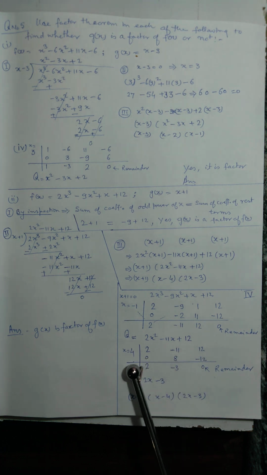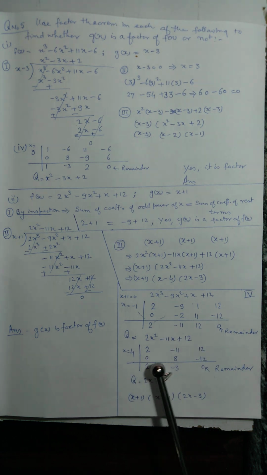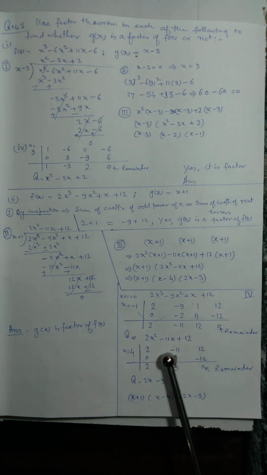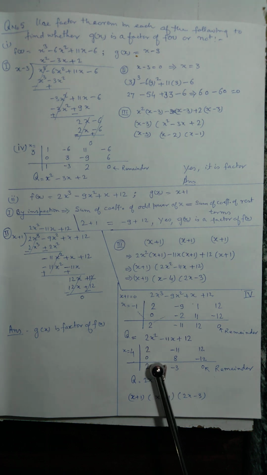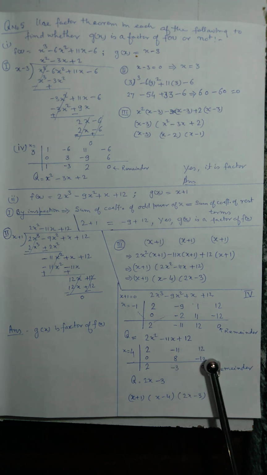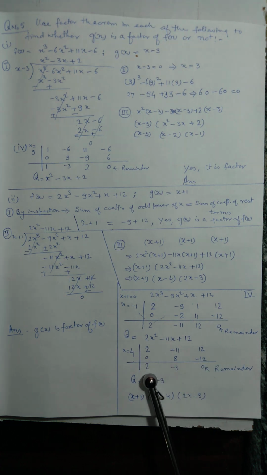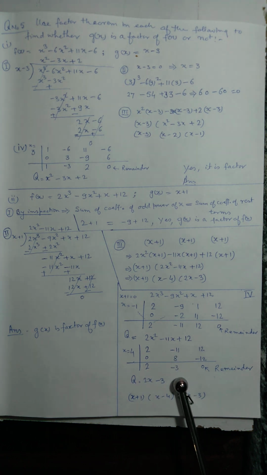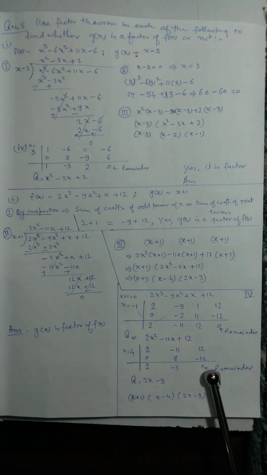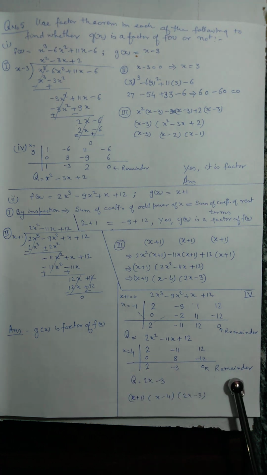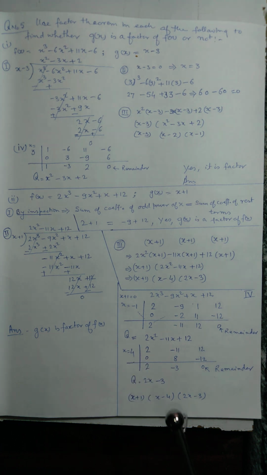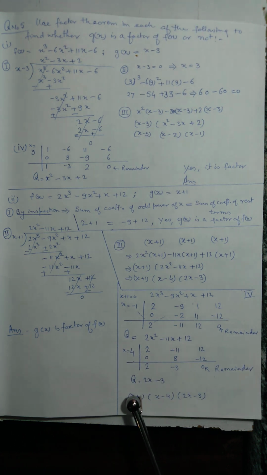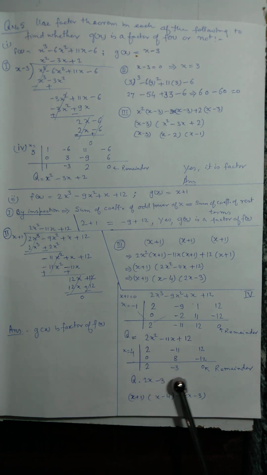Again, if you put x minus 4 is one of the factors, so x will be equal to 4. Now take out the coefficients here. So 2, minus 11, plus 12. So put 0 here. Now 4 times 2 is 8, place 8 here. And now add it, you will get minus 3. Now 4 into minus 3, you will get minus 12. So the remainder is again 0. So it means that x minus 4 is also one of the factors. The quotient will be 2x minus 3.